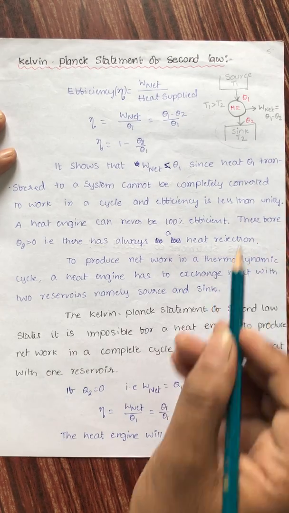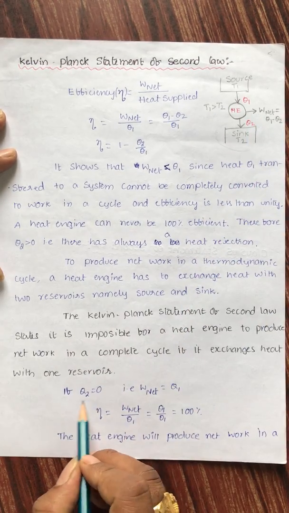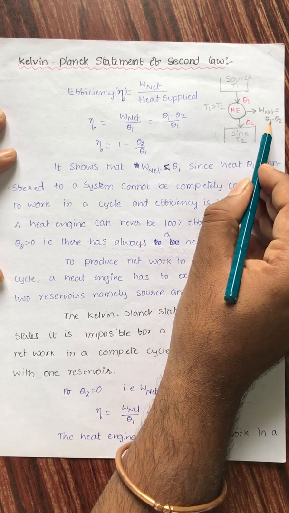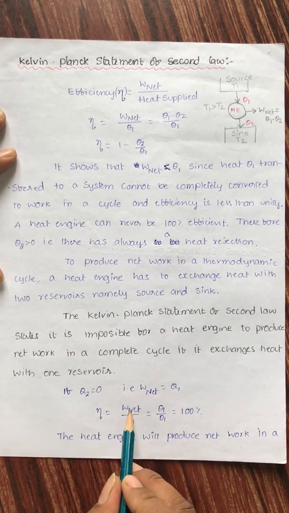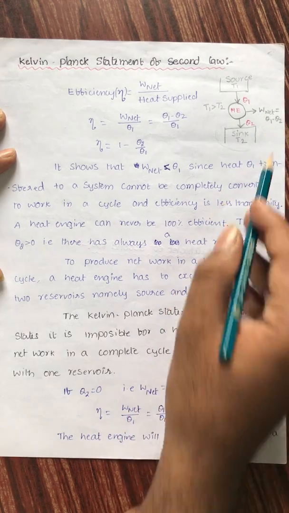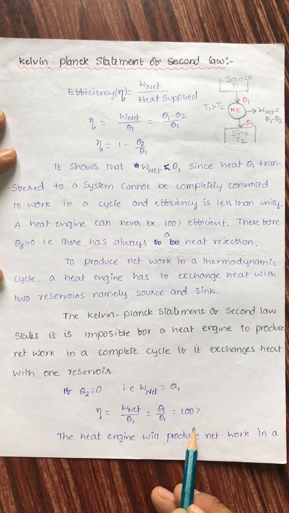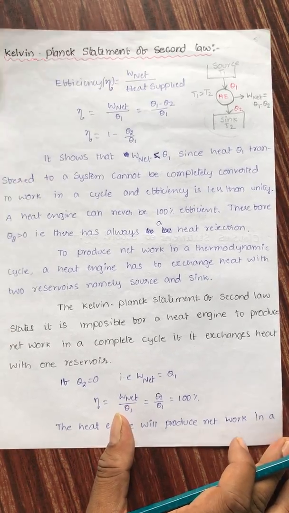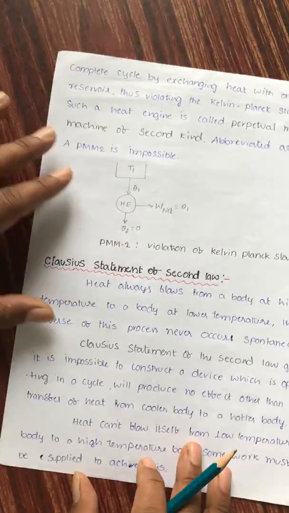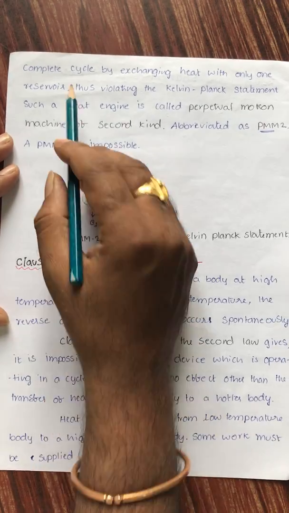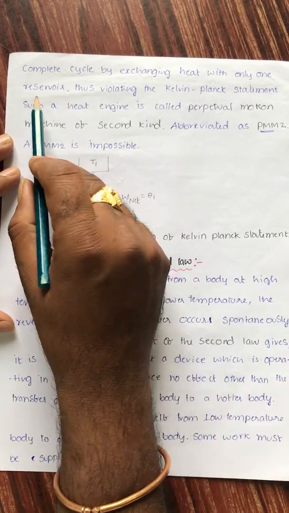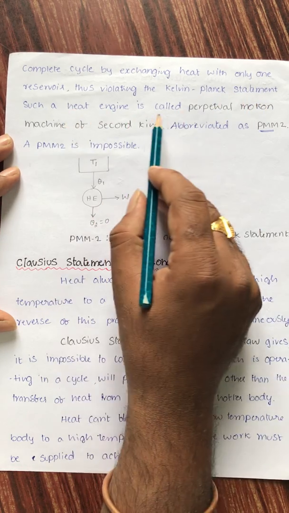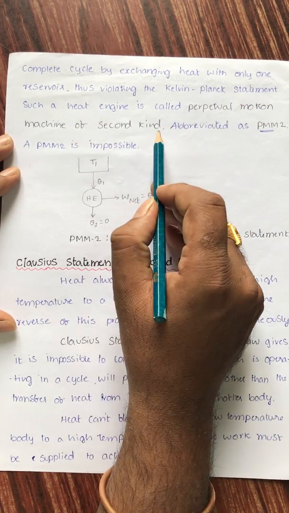If Q2 is 0, what happens? W net is equal to Q1 only, so efficiency equals W net by Q1, Q1 by Q1 cancels, and it is 100%. Such a heat engine would produce net work in a complete cycle by exchanging heat with only one reservoir, thus violating the Kelvin Planck statement. Such a heat engine is called a perpetual motion machine of the second kind.